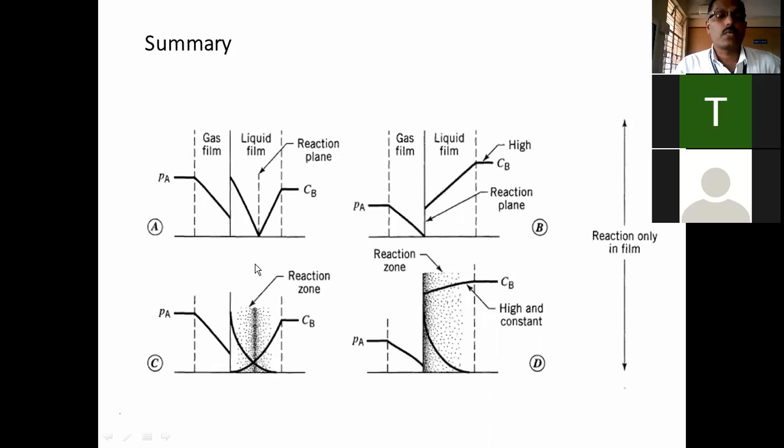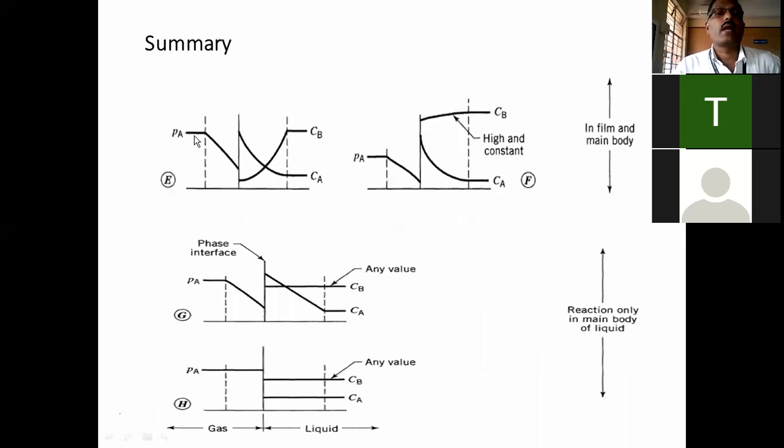Now we look at the summary of these kinetic regimes. Case A, B, C, D, the instantaneous and fast reactions, have reaction only in the film. So these two types of reaction occur in the film only. Then the intermediate type of reaction, case E and F, has reaction occurring in the film as well as in the main body of the liquid.